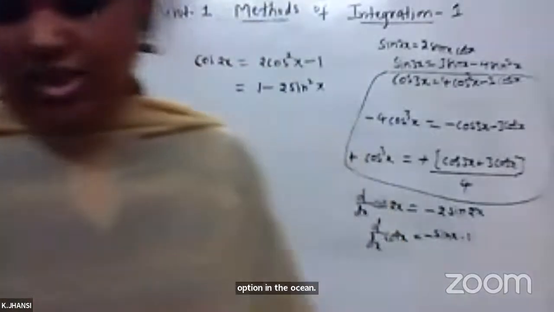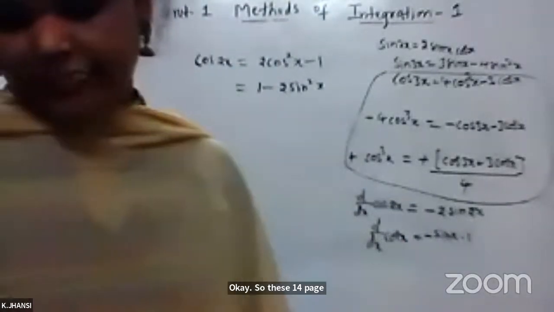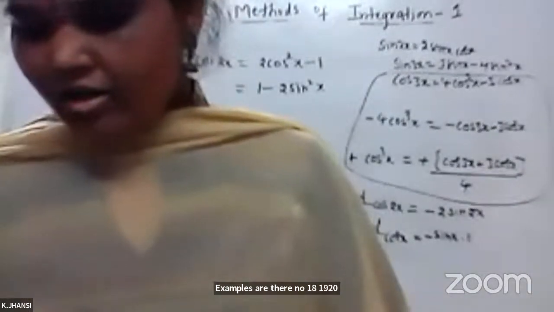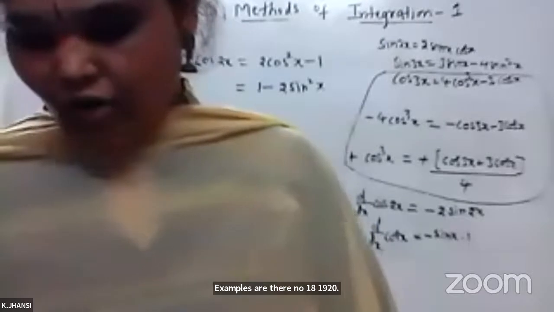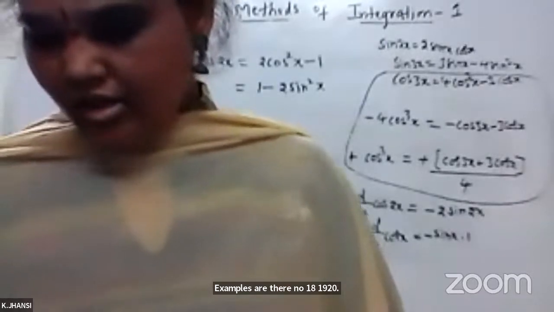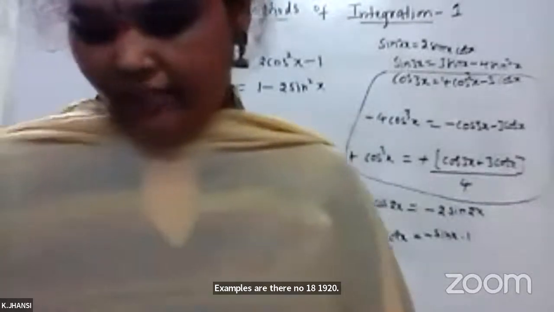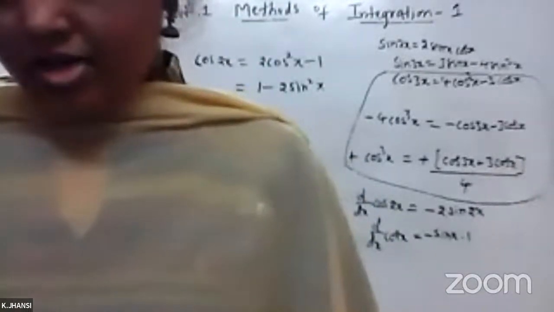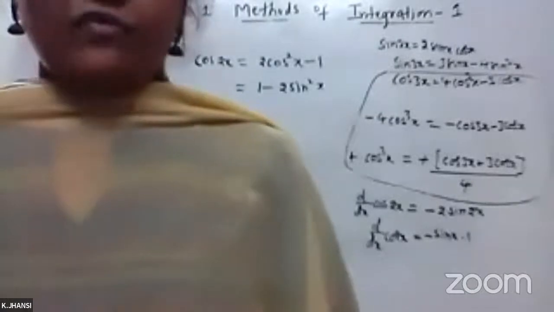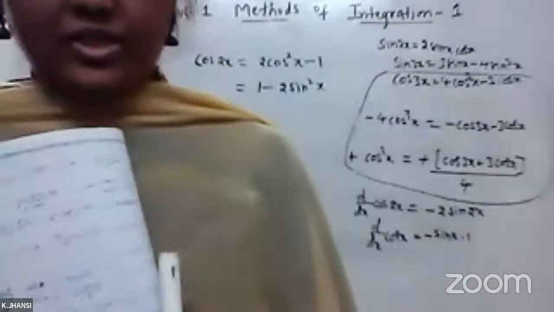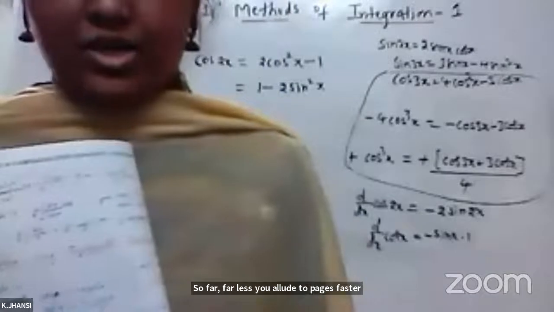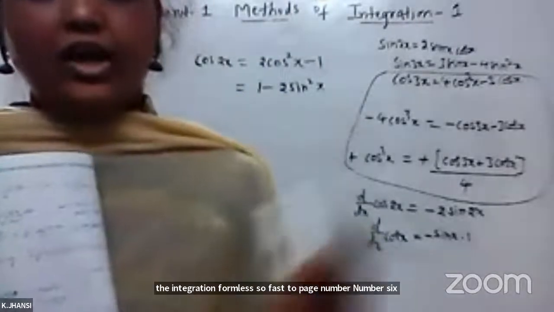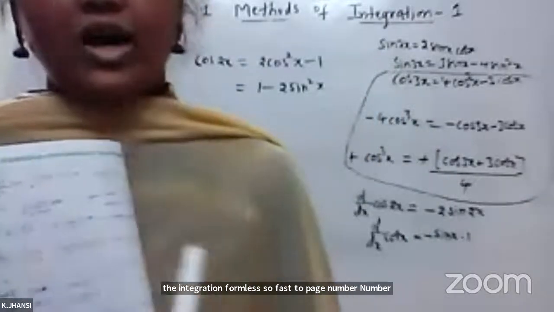Okay, so on page 14 there are examples: 18, 19, 20, and even 21, 22, 23, up to 23 and 25. 25 is also one of the formulas. So for formulas you leave 2 pages. First you write all the integration formulas. From page number 1 to page 16, whatever formulas are there, write them all in one place.